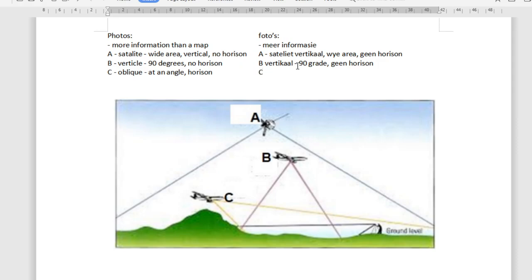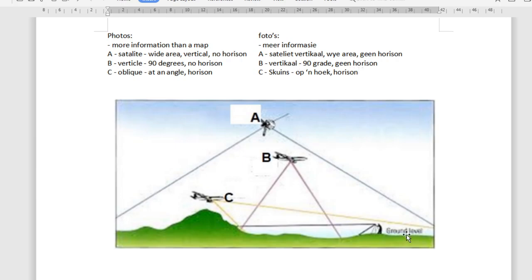Okay, so these ones, both the vertical and the oblique one, are taken out of aeroplanes. So dis op 'n hoek geneem. En ons kan gewoonlik die horizon sien.